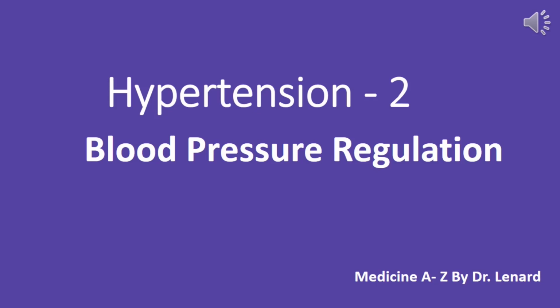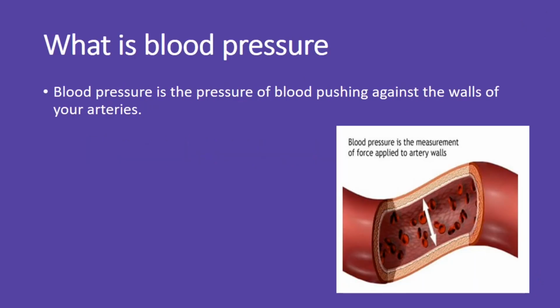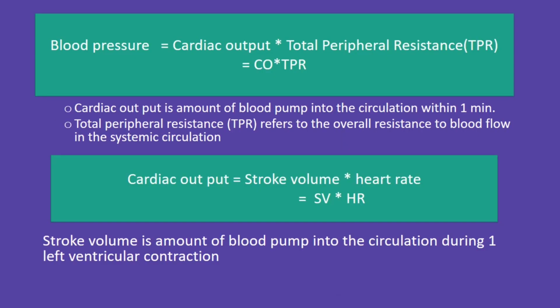Today we are going to discuss physiology of blood pressure regulation. Blood pressure is the pressure of blood pushing against the walls of your arteries. Understanding blood pressure involves grasping the relationship between cardiac output and total peripheral resistance. Cardiac output, the amount of blood pumped into circulation per minute. Total peripheral resistance, TPR, refers to the overall resistance to blood flow in the systemic circulation.